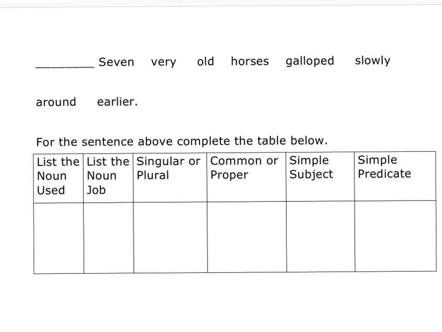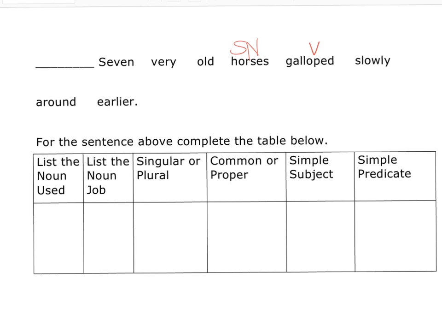The sentence says: 7 very old horses galloped slowly around earlier. So I am going to go ahead and get my pen going. Alrighty, so first off I need to figure out my core parts. I need to find my subject noun and my verb. When I read the sentence, I noticed it was not about people, so I'm going to use the what question to identify my subject noun. So what galloped slowly around earlier? Horses, which is my subject noun. What is being said about horses? Horses galloped, that is the action in the sentence.